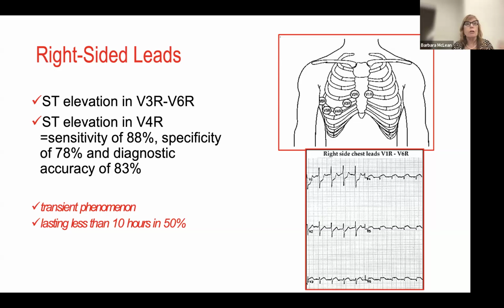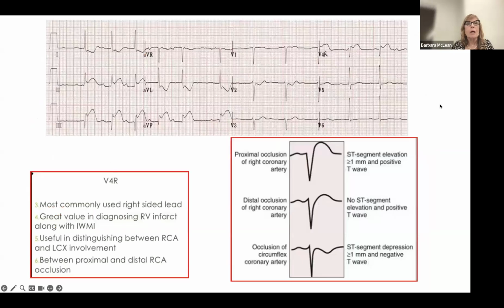So we're not looking for Q waves. We're not looking for anything else, just looking for ST segment elevation. Okay, so that's really important because it really drives our clinical practice. So V4R, here you can see it's marked as V4R, the most commonly used right-sided lead, the one with the greatest value in indicating a right ventricular infarct when you have an inferior wall infarct. That's really important. I'm not just doing a right-sided EKG. I'm going to do a right-sided EKG when I have evidence of an inferior STEMI.